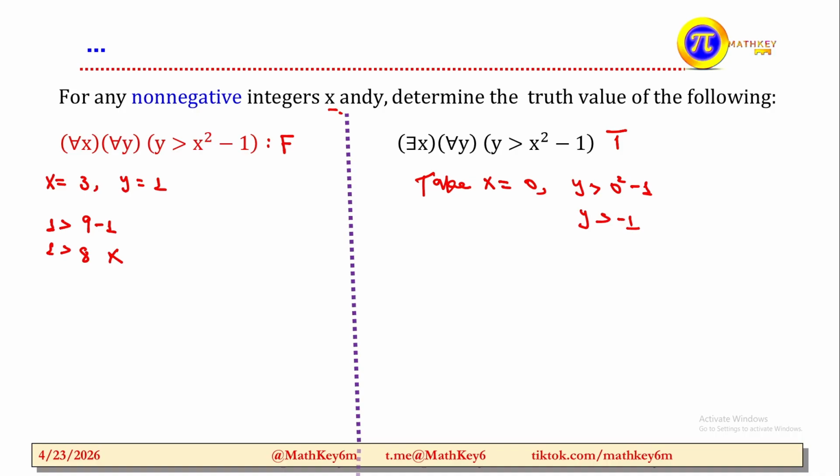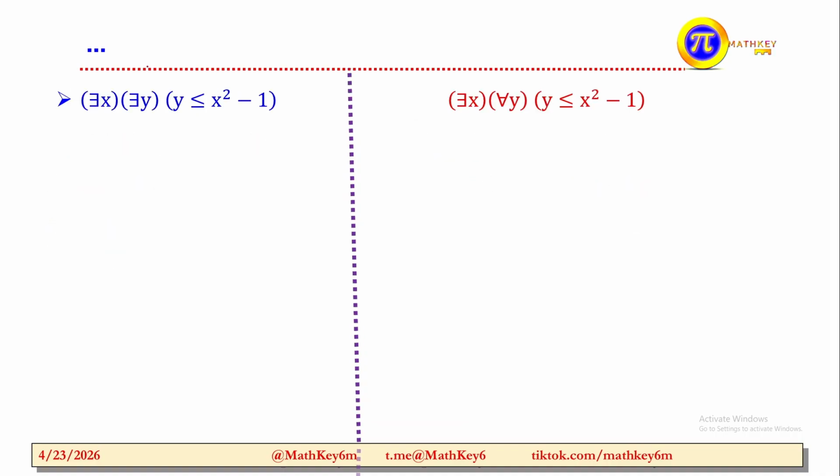Now let us see the next one. It says there exists x, there exists y, such that y is less than or equal to x squared minus 1. Since this is existential, we can find values that satisfy this condition. The truth value of this one is true. Why is it true? Take x equal to 1. Then the value of y, let's take 0. This shows that 0 is less than or equal to 1 squared minus 1. This means 0 is less than or equal to 0.